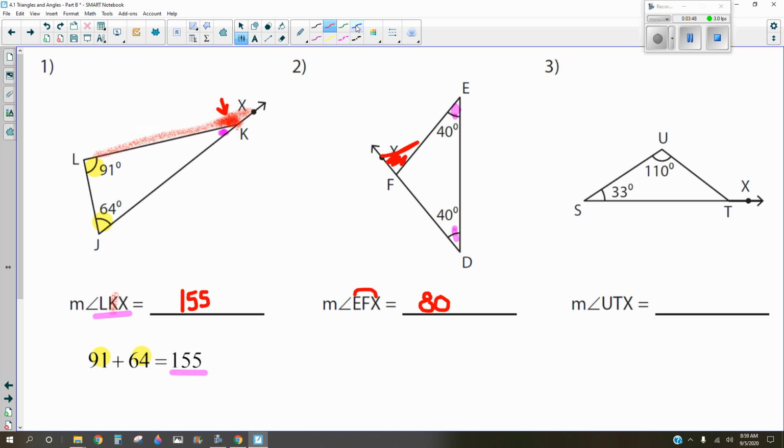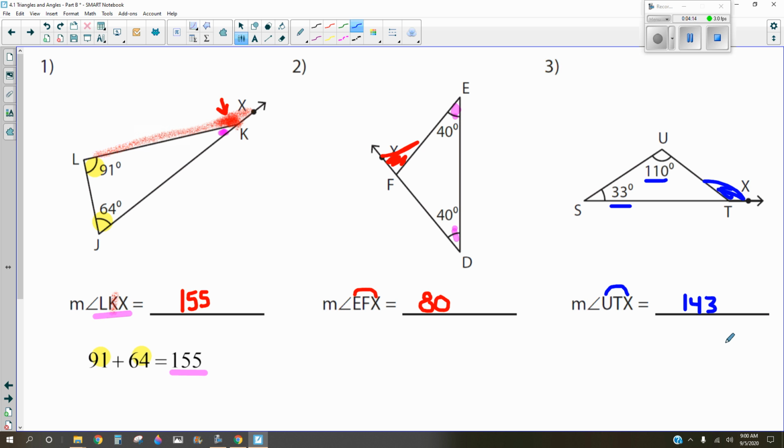Let's look at one more. I want the angle between U and X. U and X, so the angle between them is right here. It's an exterior angle. So all I have to do is add up 110 and 33. That is 143.